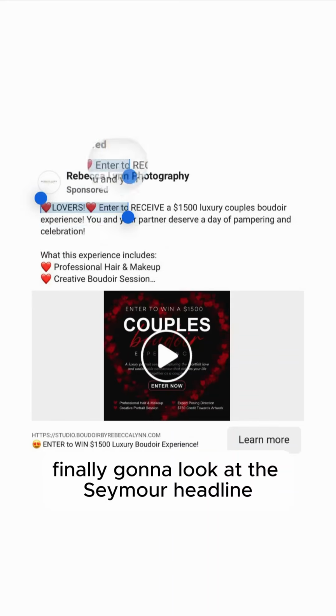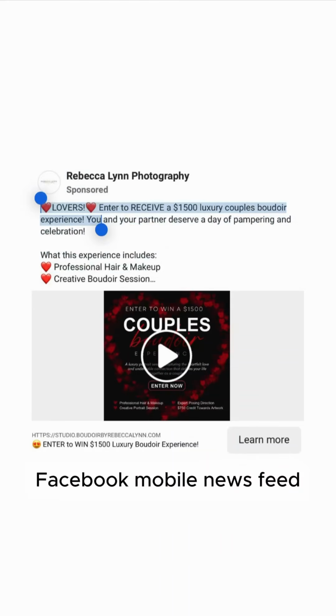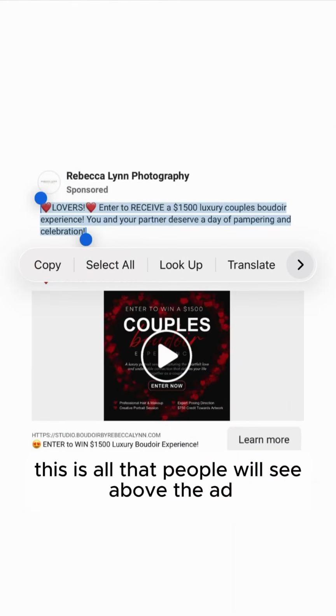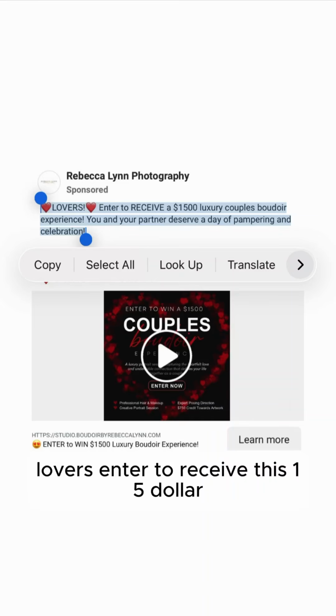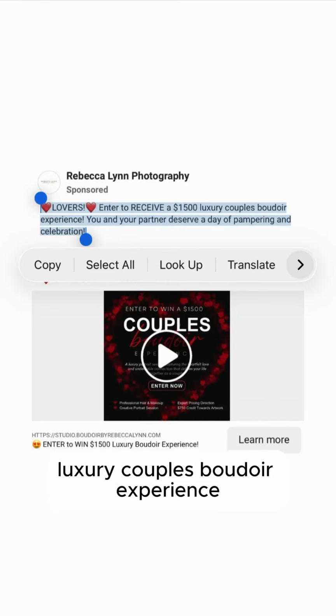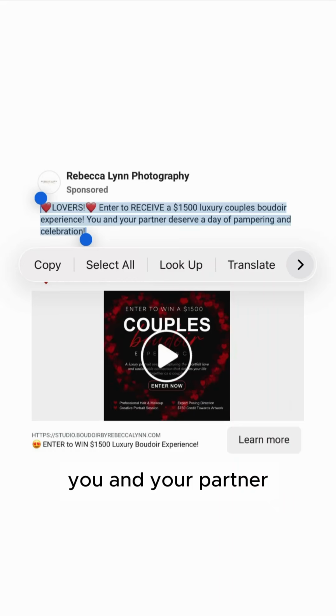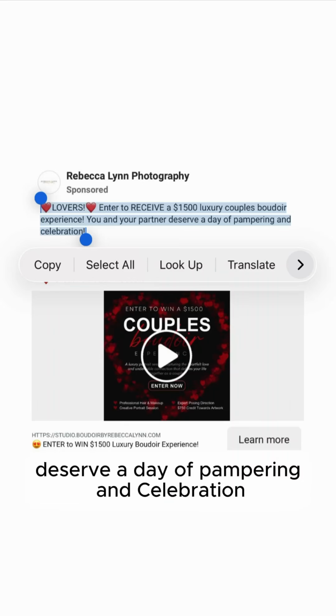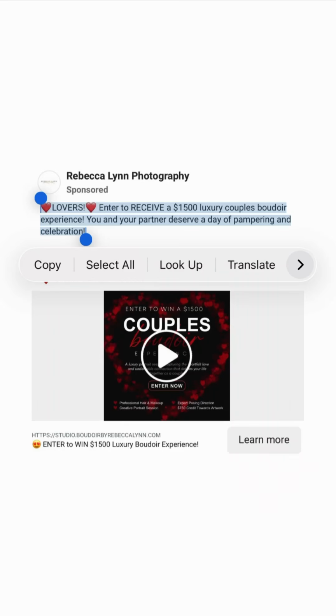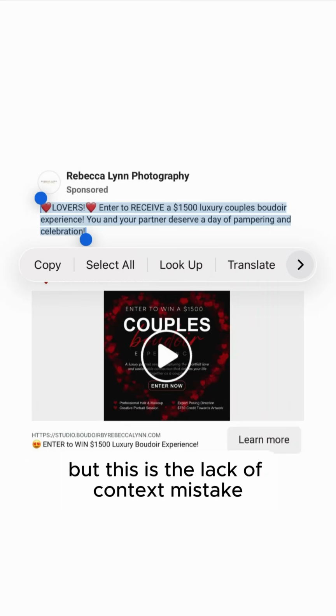Finally, we're going to look at the see more headline. First 2 3/4 lines, Facebook mobile news feed. This is all that people will see above the ad. They won't see any other text. "Lovers, enter to receive this $1,500 luxury couples boudoir experience. You and your partner deserve a day of pampering and celebration." All right, so we got a little bit of context here, but this is the lack of context mistake.